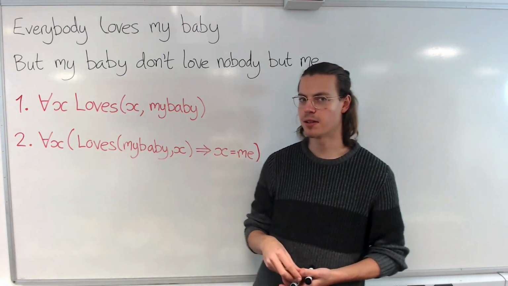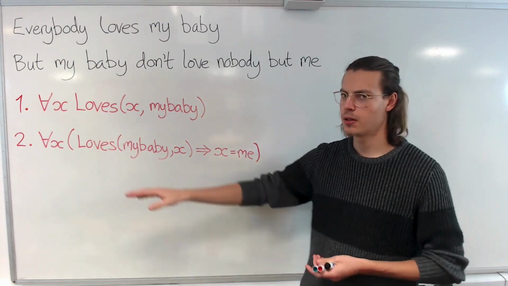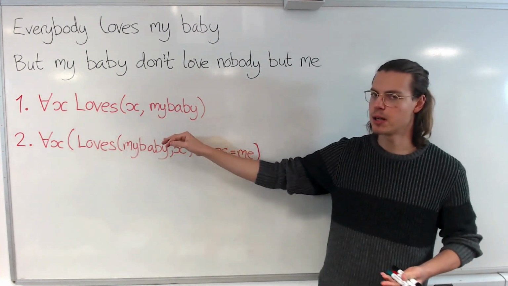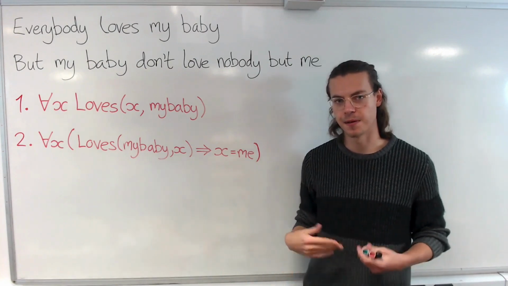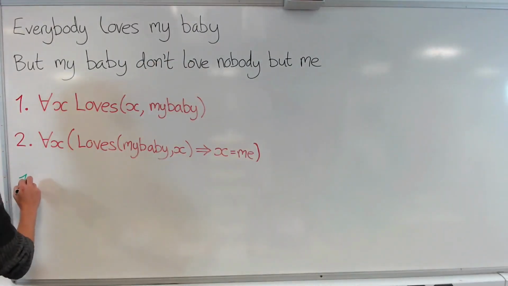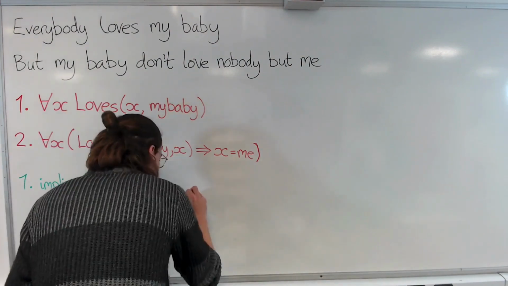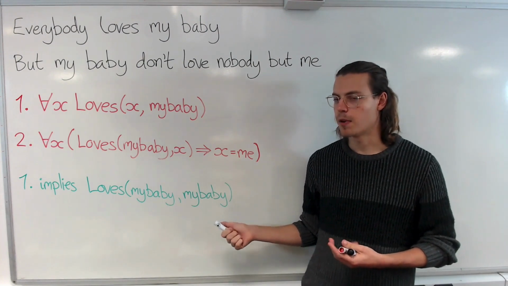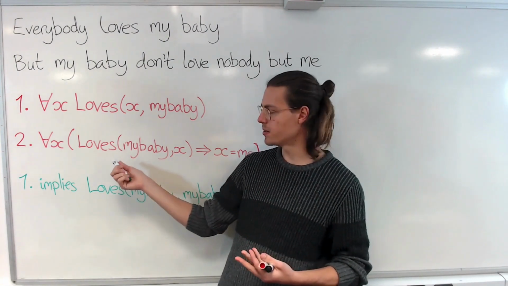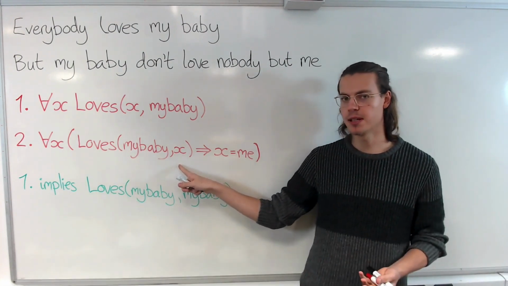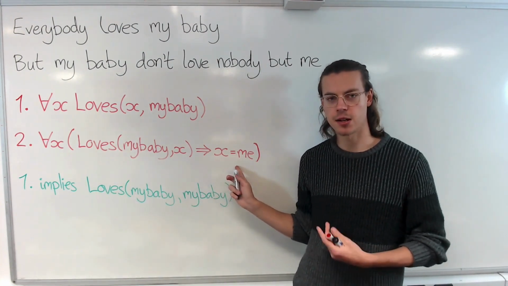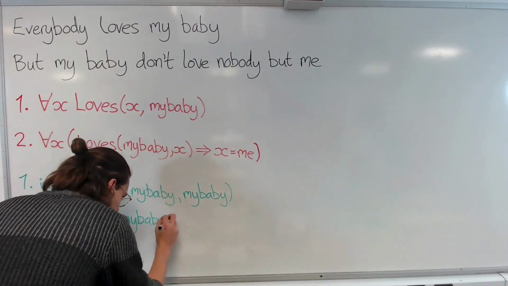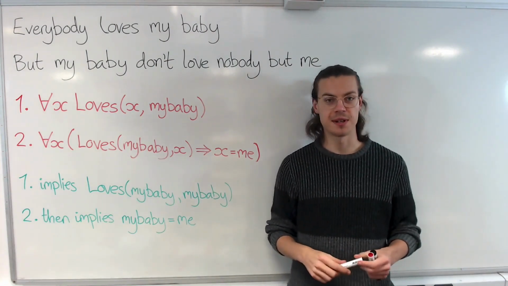Now let's see what we can deduce from these two statements. Firstly, any person x loves my baby. In particular, my baby loves my baby. But from the second statement, we can now deduce that since my baby loves my baby, my baby must in fact equal me. Which was perhaps not the original intention of the song.